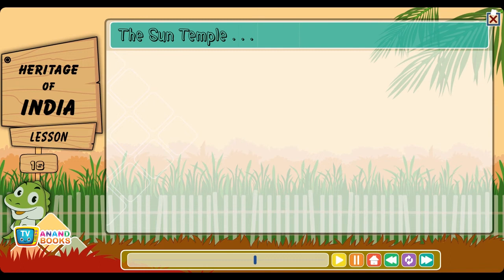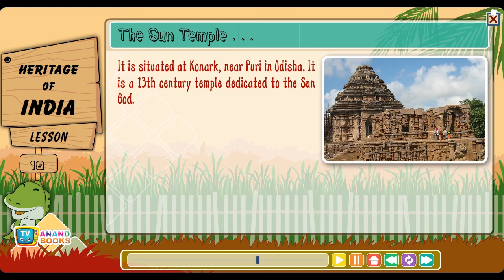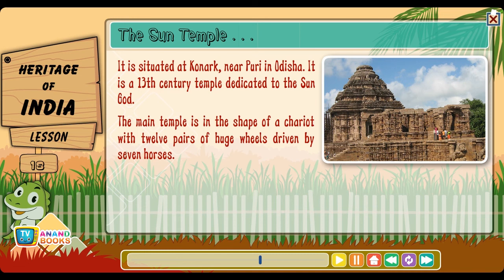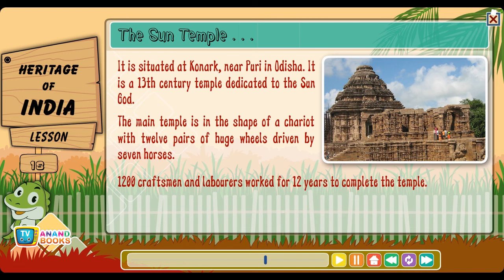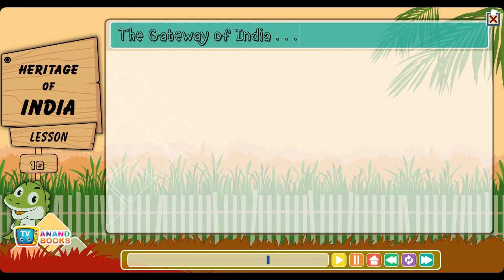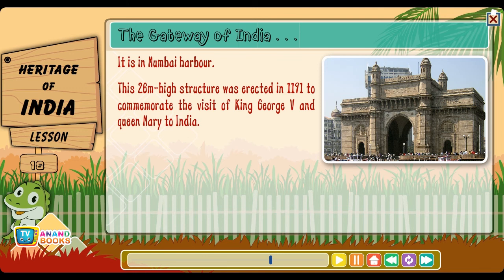The Sun Temple. It is situated at Konark, near Puri in Odisha. It is a 13th century temple dedicated to the sun god. The main temple is in the shape of a chariot with 12 pairs of huge wheels driven by 7 horses. 1200 craftsmen and laborers worked for 12 years to complete the temple. The Gateway of India. It is in Mumbai Harbour. This 26-meter high structure was erected in 1911 to commemorate the visit of King George V and Queen Mary to India.